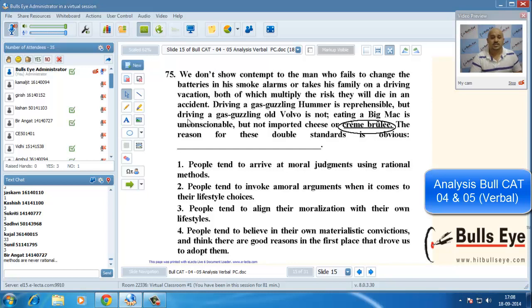We cannot say rational. Rational means what, Jaskaran? Rational means that we are going by logic, that we would have a consistent standard. The paragraph implies an inconsistency. Which option does justify that inconsistency? Option number 3 does that. So it's a good question. It's a very good paragraph as well. Good one to read.